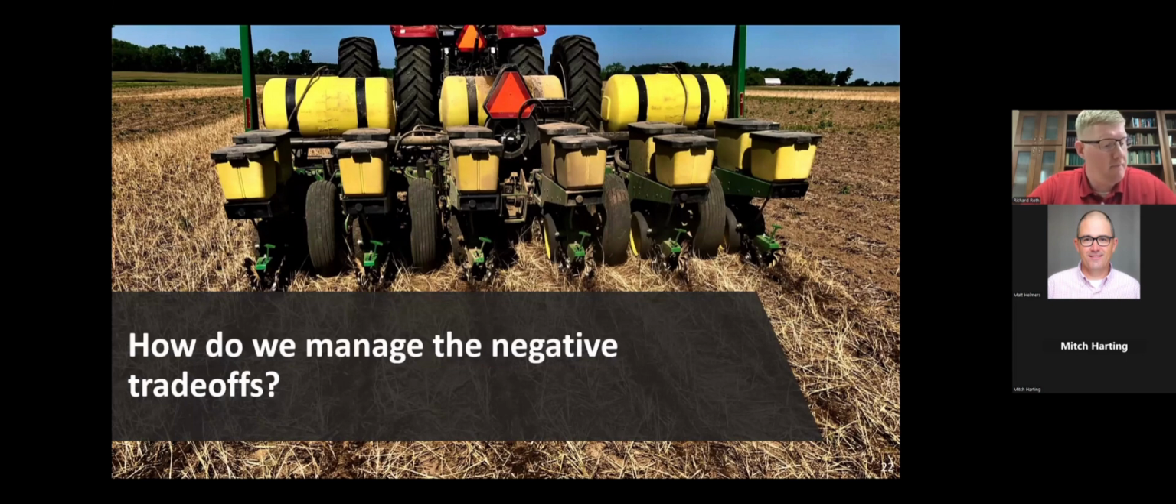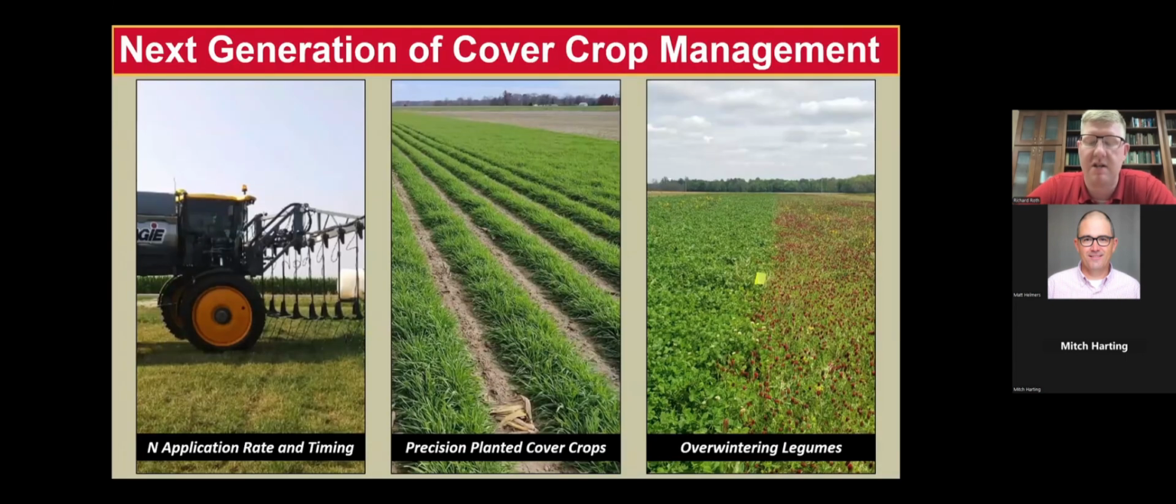I'm basically out of time here, so I'm going to show there's a bunch of different ways that we can try to manage these nitrogen cycling effects that cereal rye has. Number one is we can try to manipulate nitrogen application rate and timing. Number two is that we can use this idea of precision planted cover crops to delineate corn and cereal rye growing zones. And then the last is just don't use cereal rye, right? Use a legume that will break down faster.